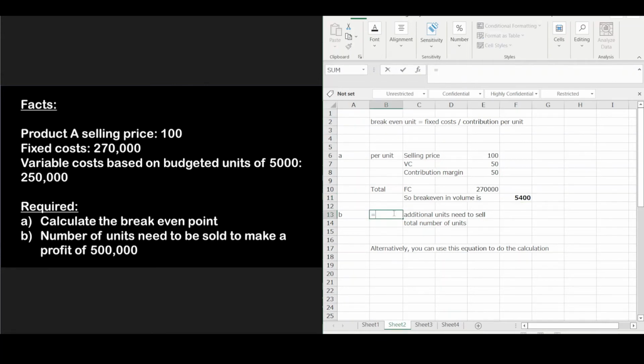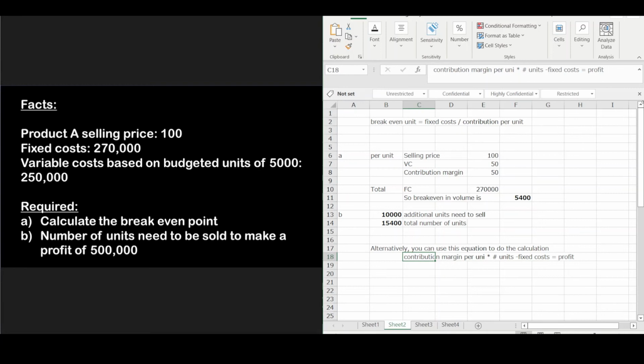So we want to make 500,000 profit, and I know for each unit I sell, the contribution margin is my profit. So if I divide 500,000 by 50, I will get the additional units that I need to sell, right? So the total number of units that I need to sell to make a profit of 500,000 will be the break-even point plus these 10,000 additional units I need to sell. So this is the final number to make a profit of 500,000.